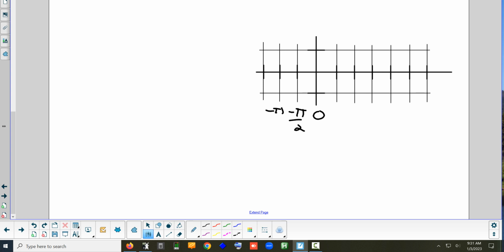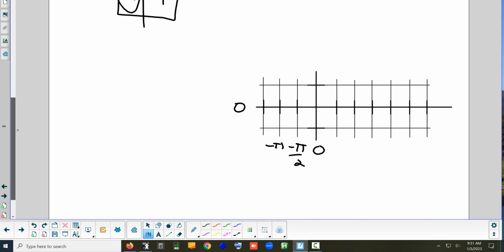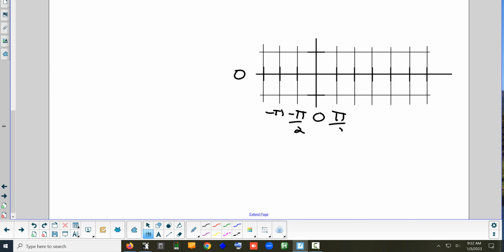The axis always has to be 0. I don't know how well you can see it, but I tried to make it look a little bolder. You can't make the axis a number other than 0. Sometimes I see people do that, but the axis has to be 0. Same thing. And then pi over 2 and pi.